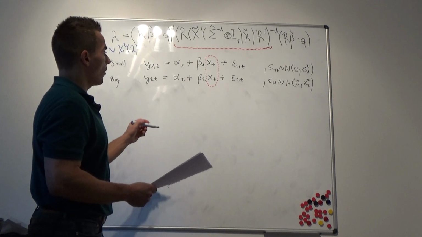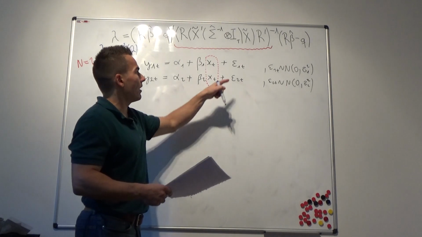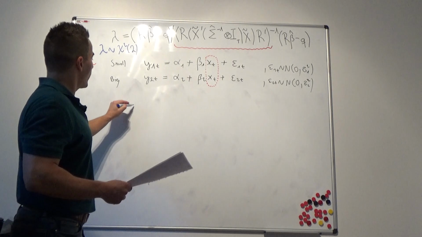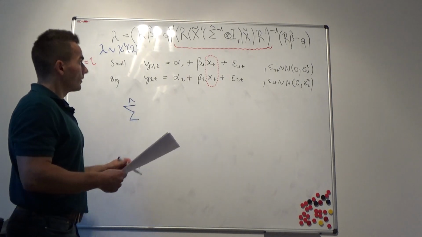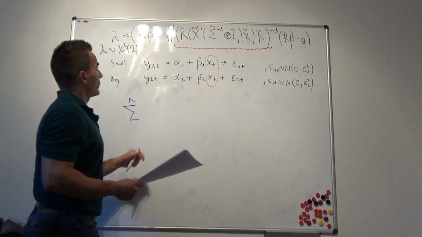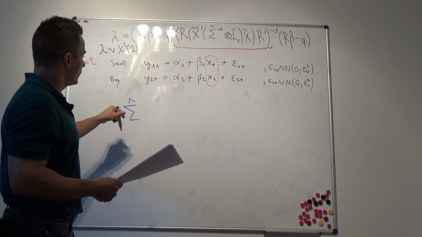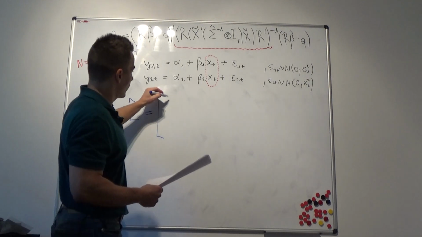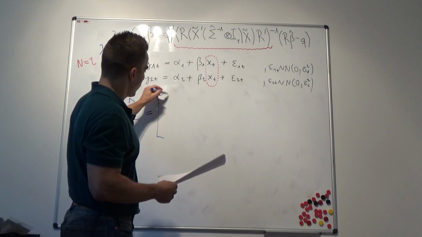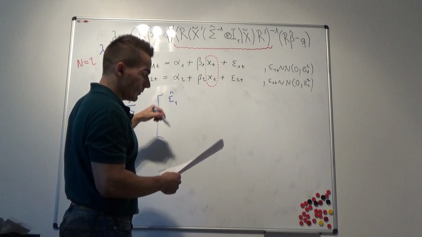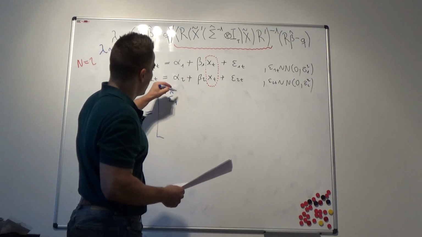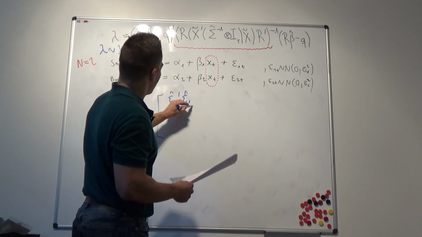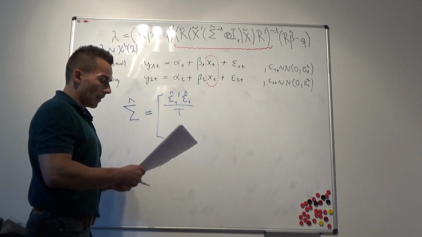Having calculated our estimated epsilon 1 and epsilon 2, we can now define our sigma, but not inverted: the uninverted sigma hat is defined as this matrix here. We take the estimated residuals from the first equation, epsilon hat 1, that we just calculated, transposed times itself, divided by capital T, which is the number of observations.